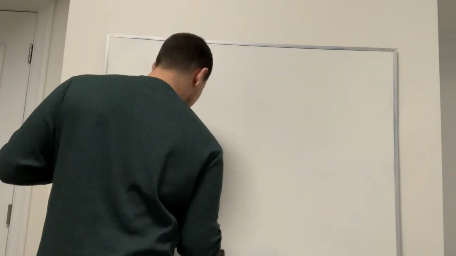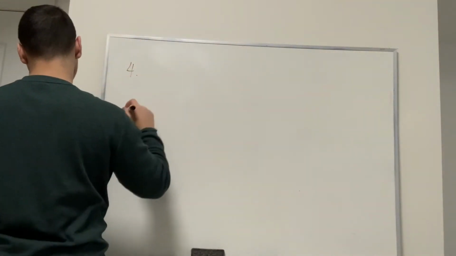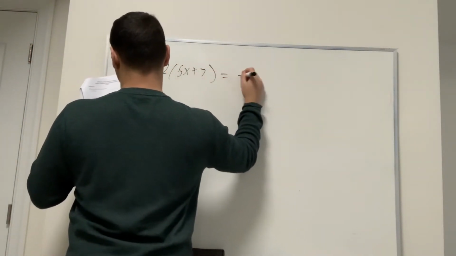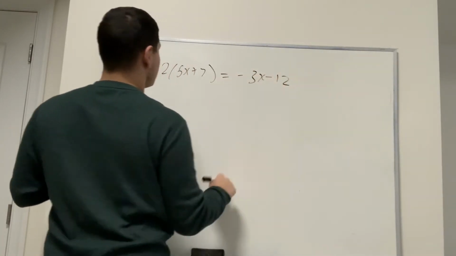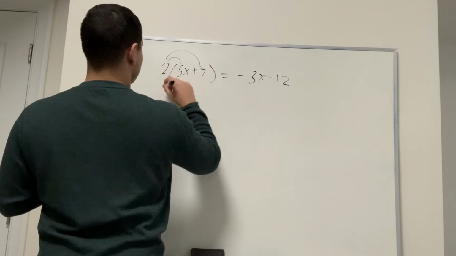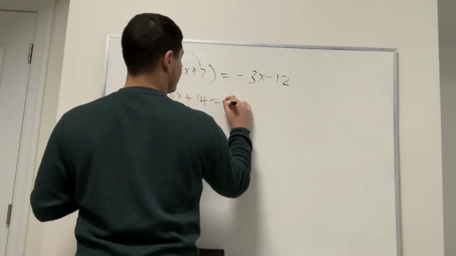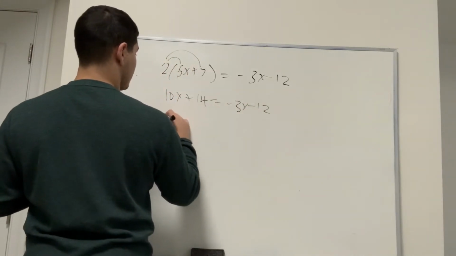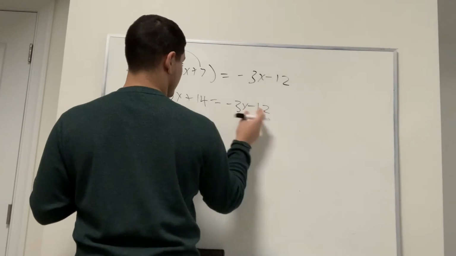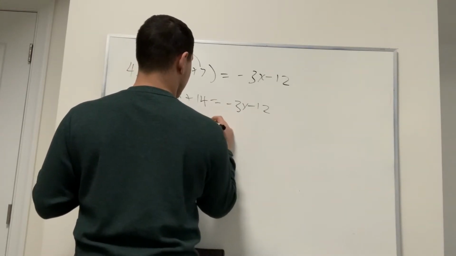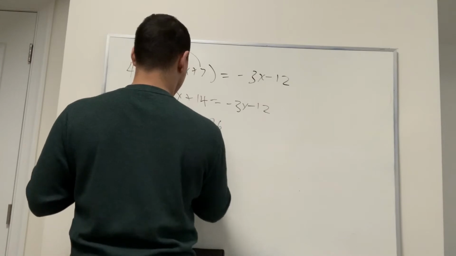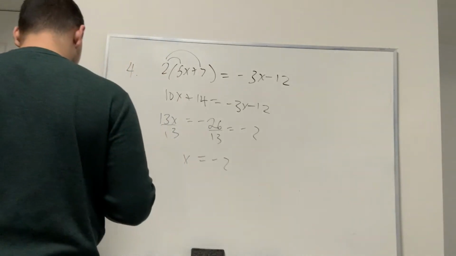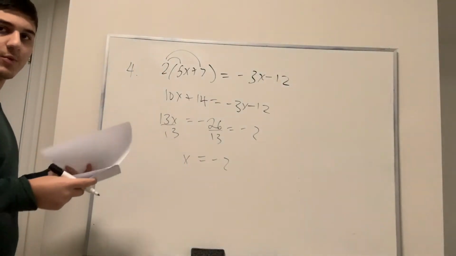Okay, so 4, I have 2 times 5x plus 7 equals negative 3x minus 12. So here I'm going to distribute: 10x plus 14 equals negative 3x minus 12. I'm going to add 3x to both sides. I'm going to get 13x. I'm going to add 12. I'm going to subtract 14 here. So I'm going to get negative 26. Divide by 13, divide by 13. x equals negative 2. You guys see that? See my work right there?